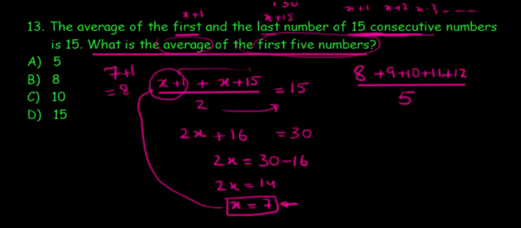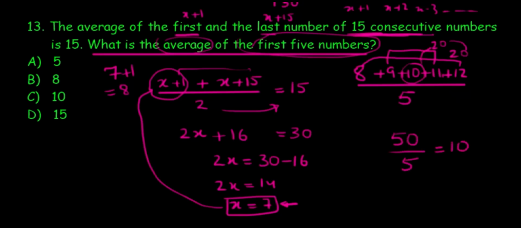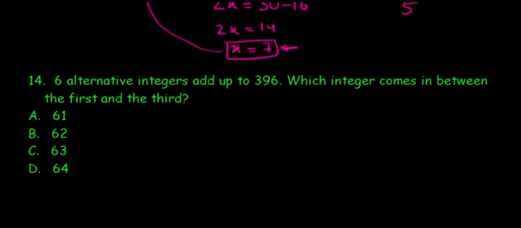The average of them, let's divide it by 5. Again, I want to be a bit smart with this. 12 and 8, that's a 20. 11 and 9, that's also a 20. And I'm left with a 10. 20, 40, 50. I add them up, I get a 50. 50 divided by 5 is a 10. Answer. Let's move on to the next question.